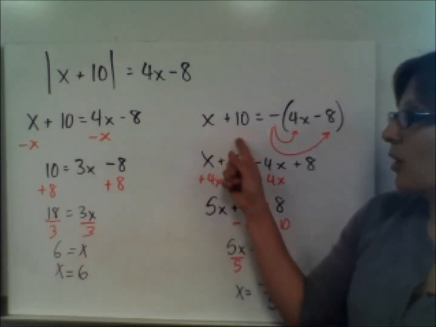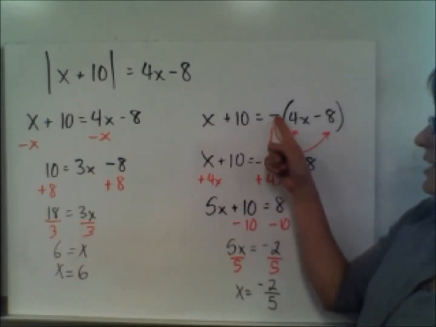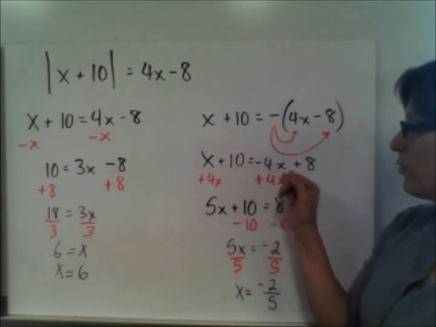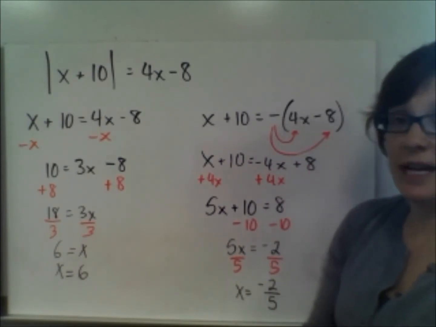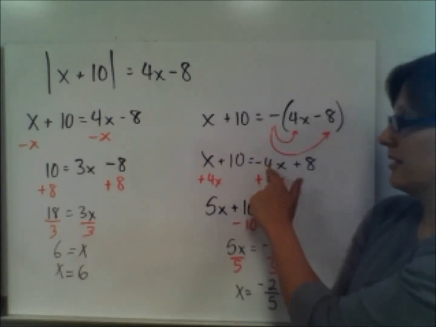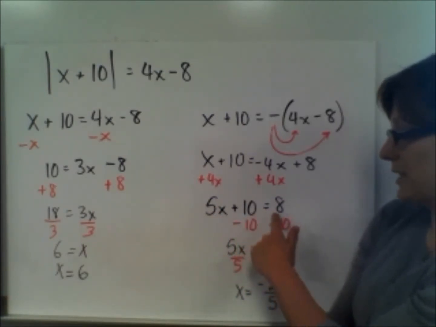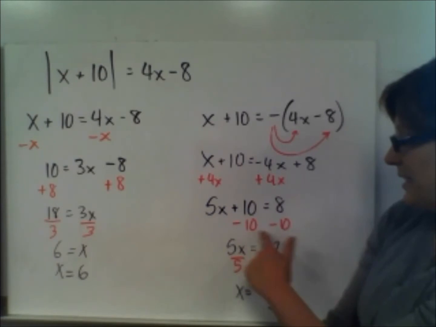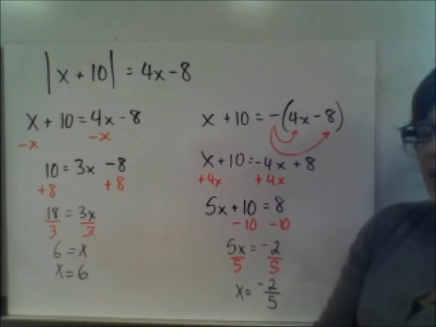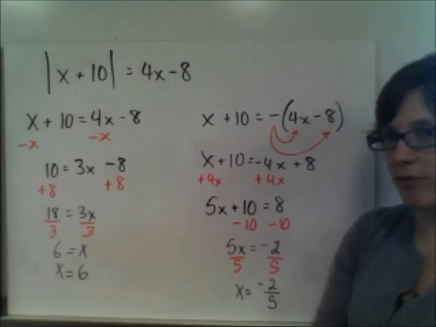Over here, I've written it again, but I have that negative sign. So the first thing I need to do is distribute that negative sign through the parentheses. X plus 10 equals negative 4x plus 8. Now I'm going to move my x's again. I'm going to move them together. But this time I have a 1x and a negative 4x. A negative 4x is smaller. I'm going to move that guy over here. 5x plus 10 equals 8. Move the plus 10 by minusing 10 from both sides. 5x equals negative 2. Divide both sides by 5. I get an answer of x equals negative 2 over 5. So my answers were 6 and negative 2 over 5.